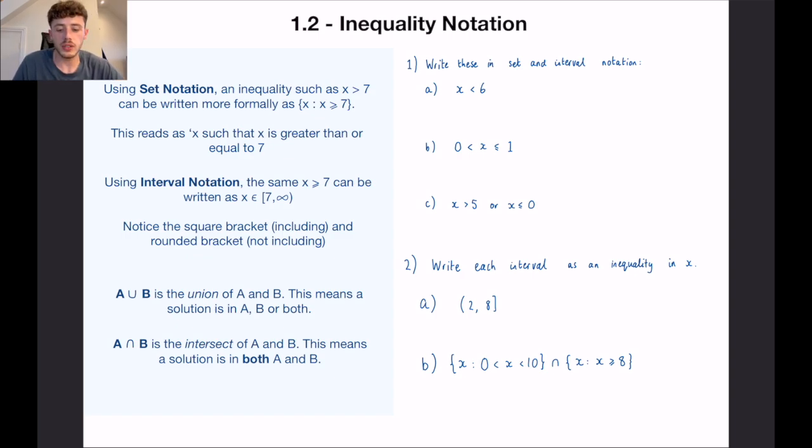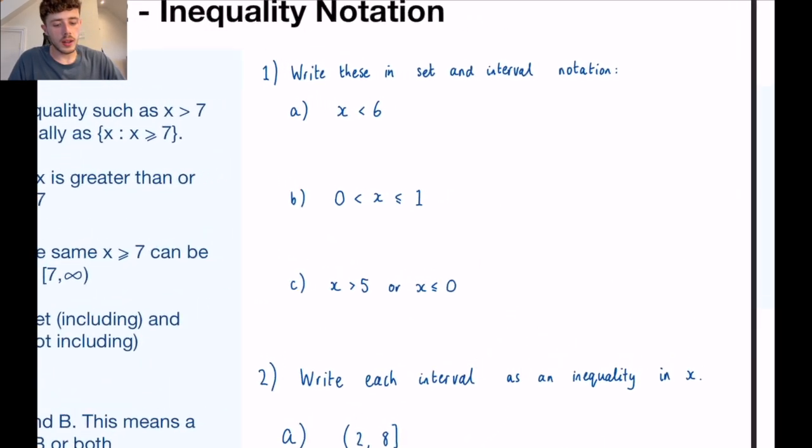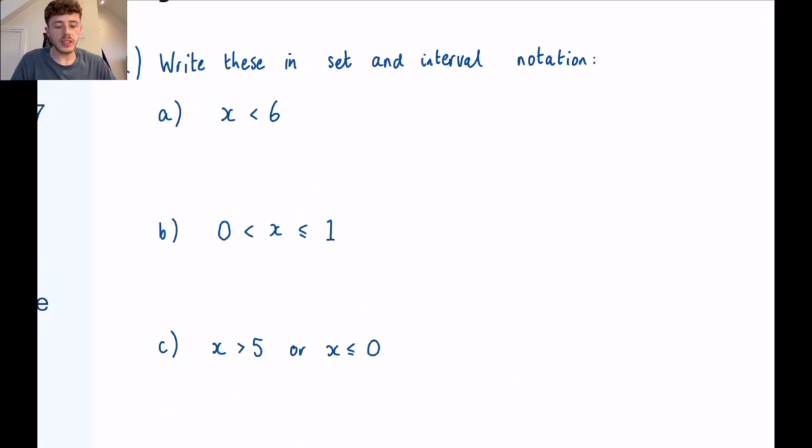However, there are things such as set notation and interval notation for inequalities, and as you can see, the two examples here and here. Another thing to note down the bottom, which you would have seen at GCSE, is A union B and A intersection B, and there are a few points about those if you want to read them. Let's go on to the examples. So write these in set and interval notation. I've left a good amount of space. We can do I and II as set and interval.